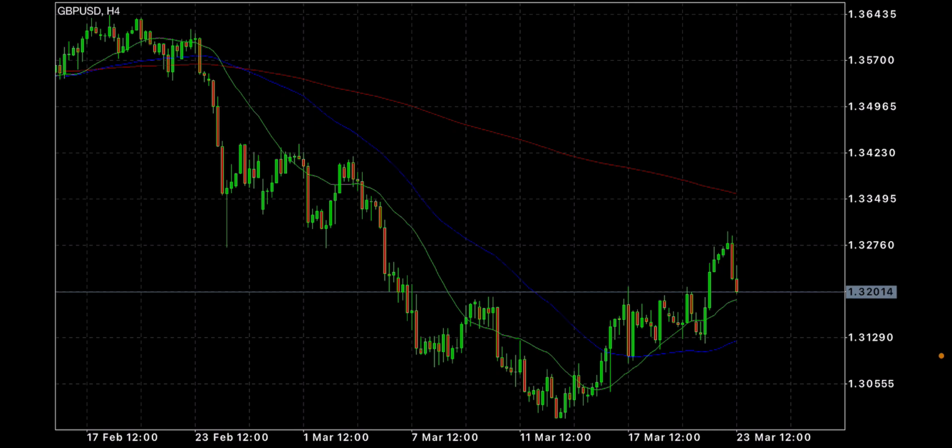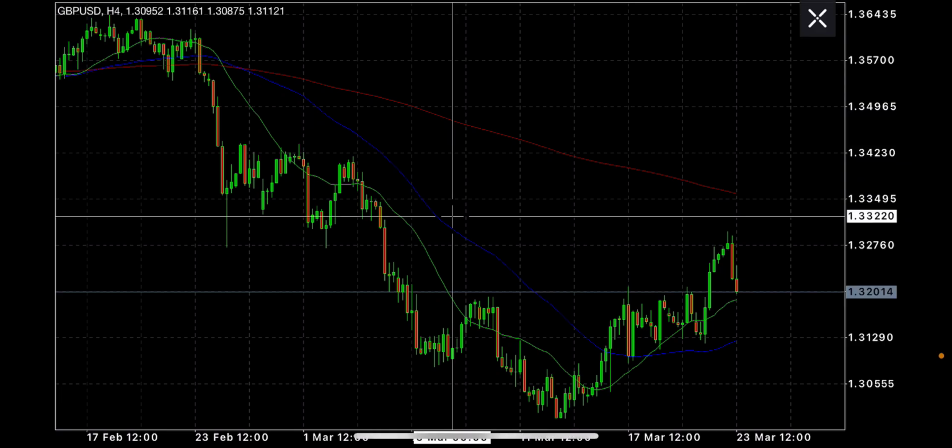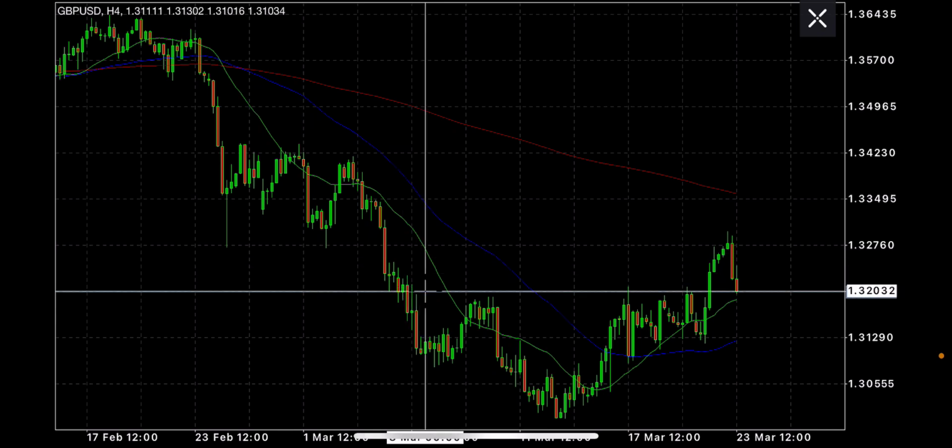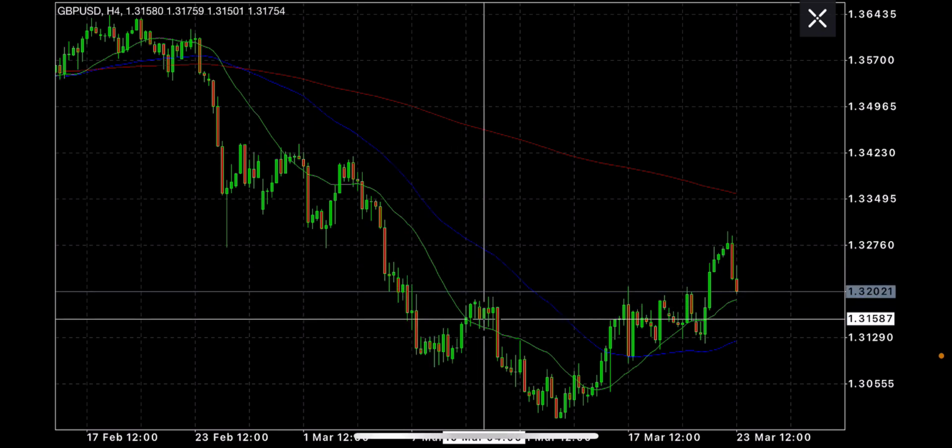Okay. So, with all that said, now let's break down what is physically going on in the chart. We did have an aggressive movement to the downside once we had the full-scale invasion of Ukraine by Russia, which brought weakness to the major three European currencies, which is the euro, the British pound, and the Swiss franc.